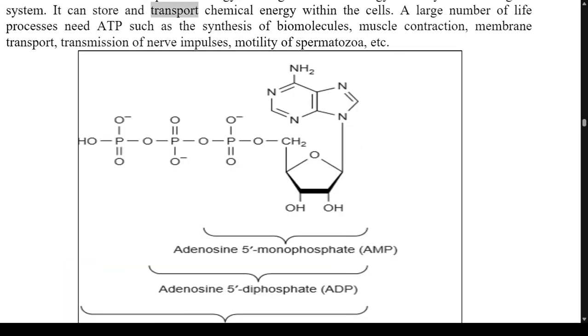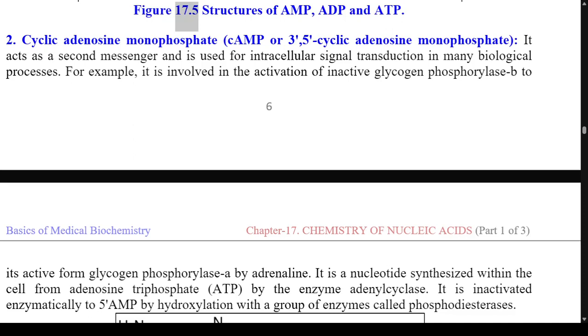It can store and transport chemical energy within the cells. A large number of life processes need ATP, such as the synthesis of biomolecules, muscle contraction, membrane transport, transmission of nerve impulses, motility of spermatozoa, etc. Figure 17.5 Structures of AMP, ADP, and ATP.